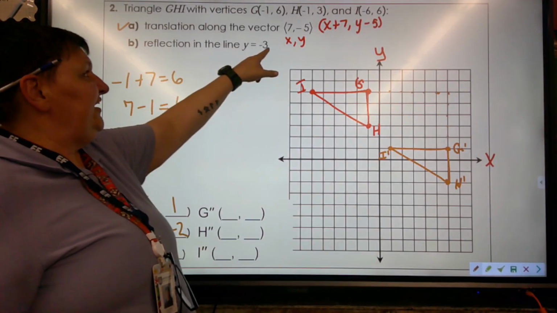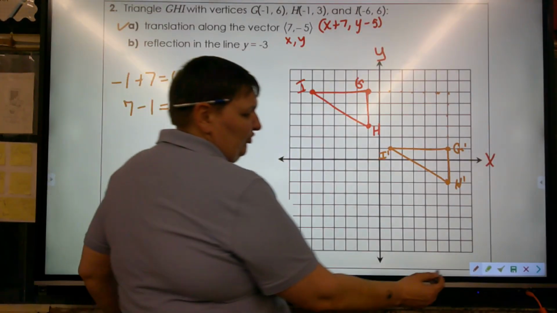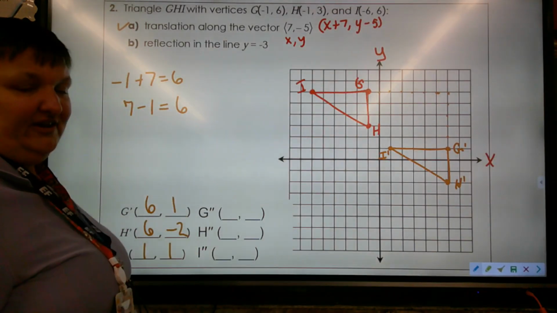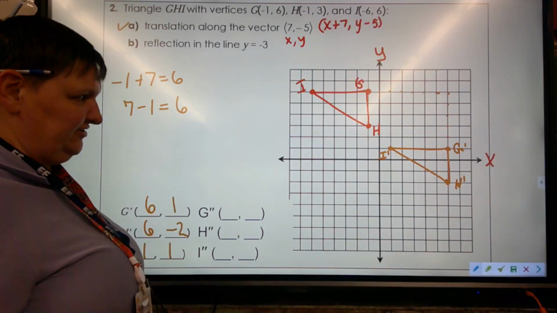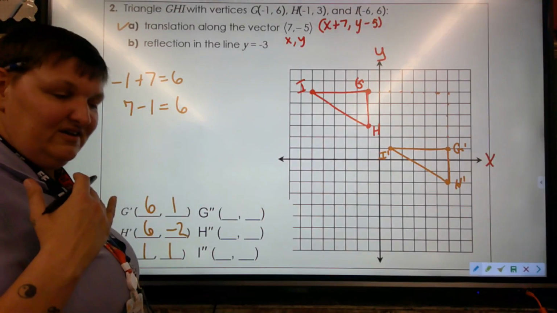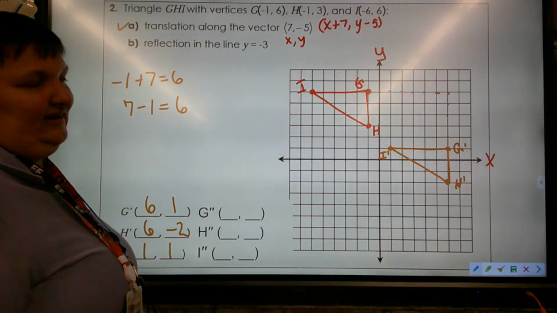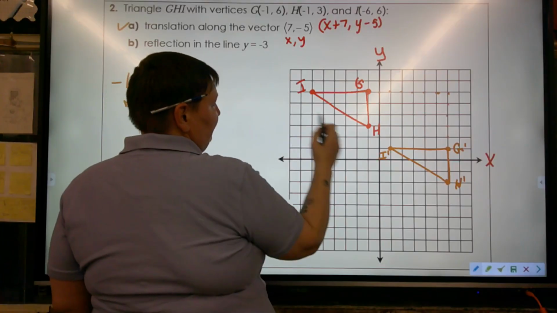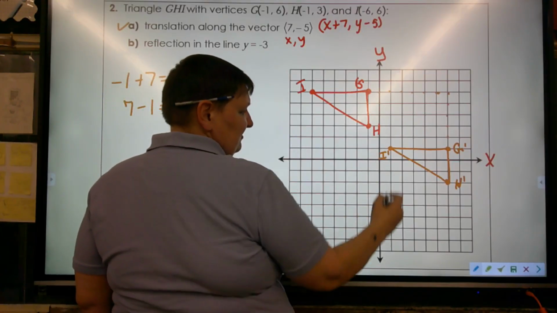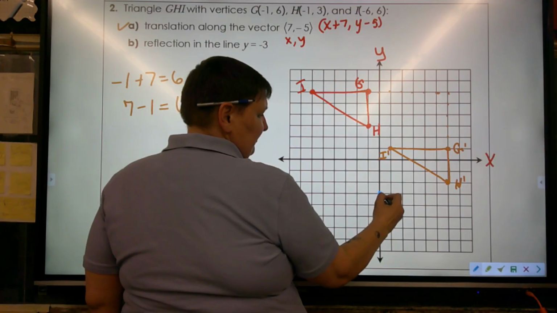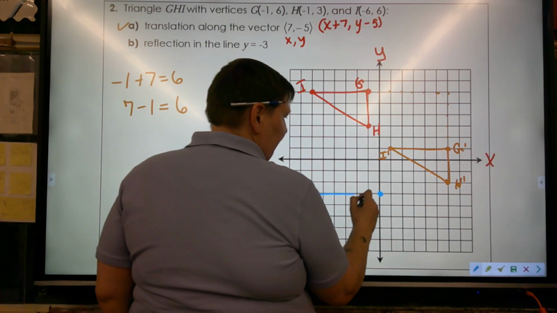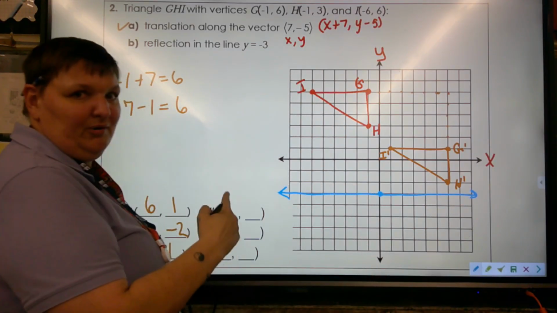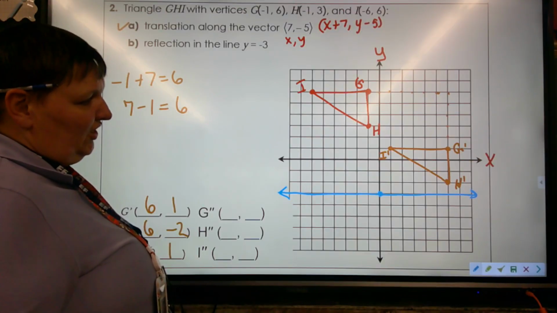Reflection in the line y equals -3. If you're going to reflect over something, go ahead and draw the line of reflection. It'll help you when you're counting squares. It'll keep things in the right place and organized. All right? So if our line of reflection is y equals -3, then we go on the y-axis, we go down to -3, and then we draw a line through it. This is our line of reflection. I'm pretty proud of that line. I know.